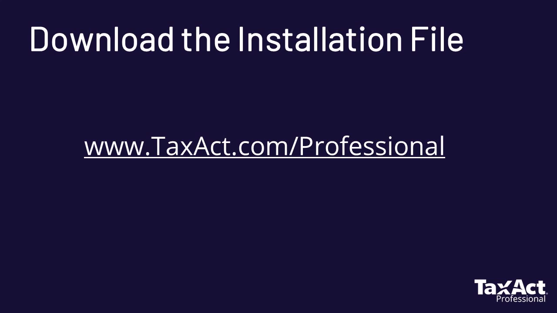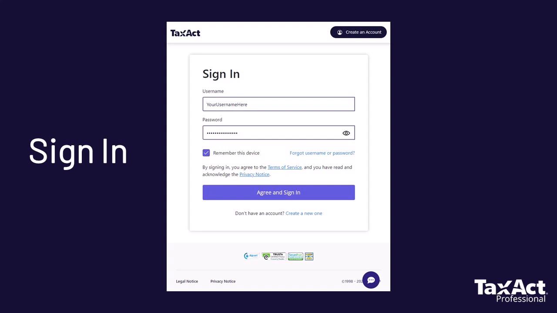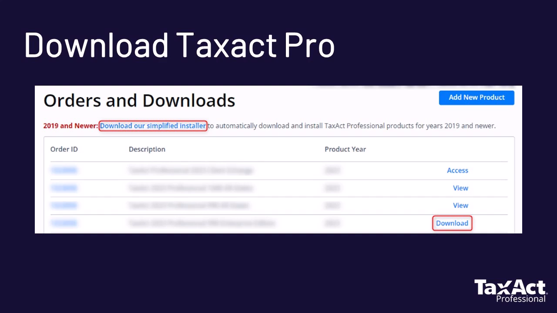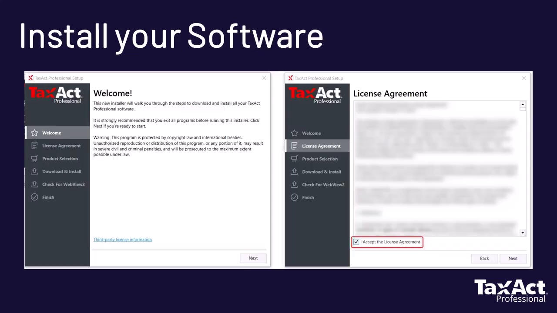To download the installation file, go to taxact.com/professional and click the Sign In button in the upper right corner. Sign in with your username and password. Click the Orders and Downloads tile on the left side of your screen. Download the product you wish to download by clicking the link to the right side of the product. If the installation does not automatically run, locate and double-click the file icon to manually install the software.